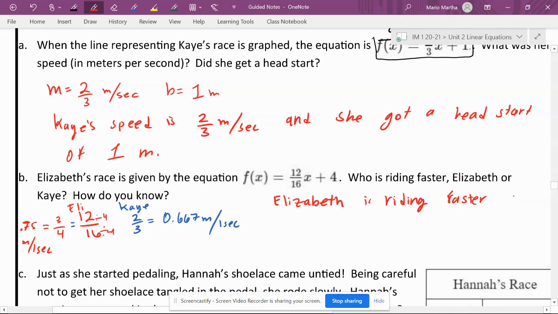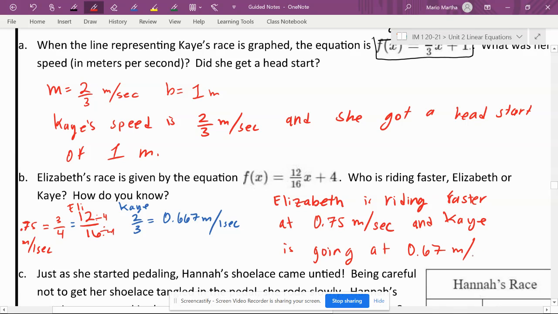Elizabeth is riding faster at 0.75 meters per second, and Kay is going at 0.67 meters per second. All right, I am rounding right there. I did round to the third decimal here. So let's do the same thing here.